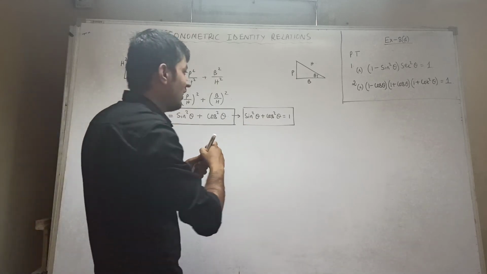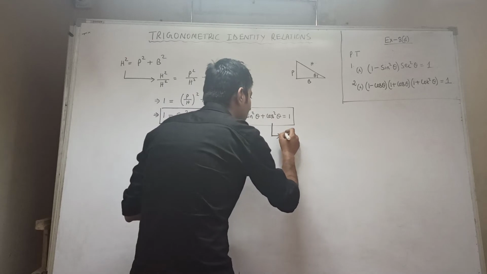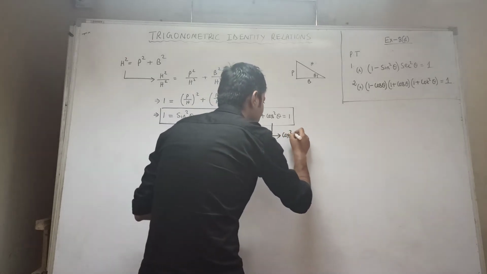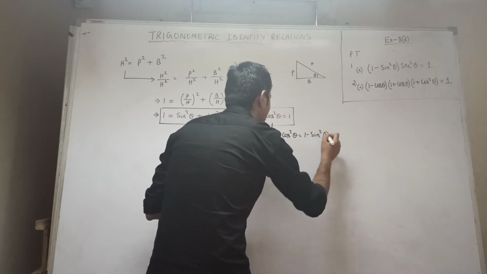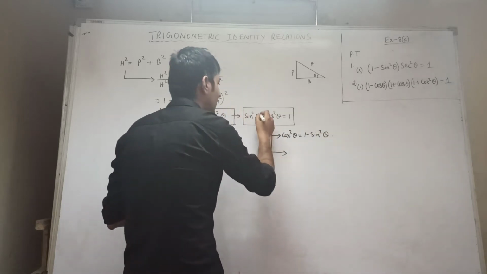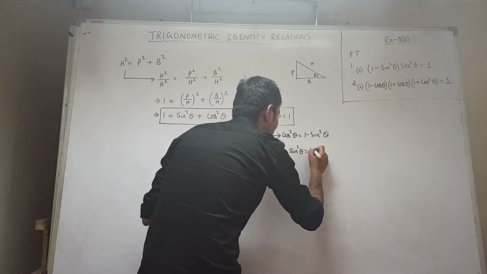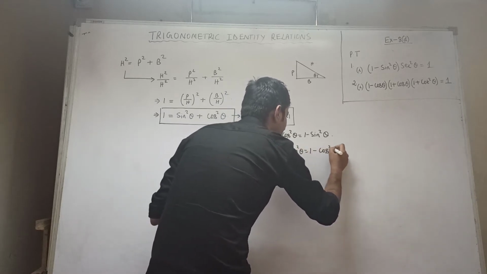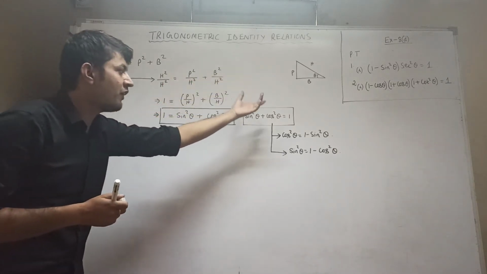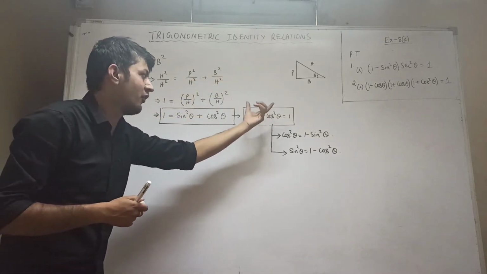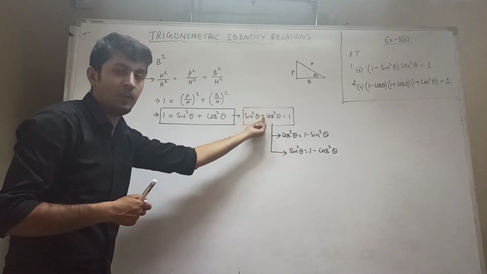What will be your cos square theta? Cos square theta is 1 minus sin square theta. And from here only, what will be your sin square theta? It is 1 minus cos square theta. So this is how you got your first identity relation, and from the first you can get the next two.